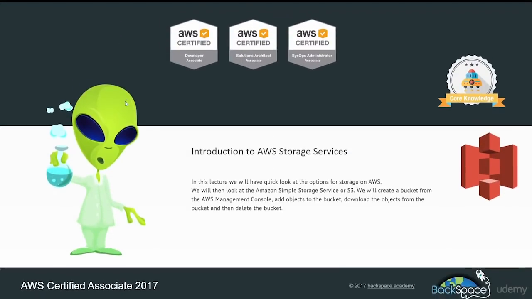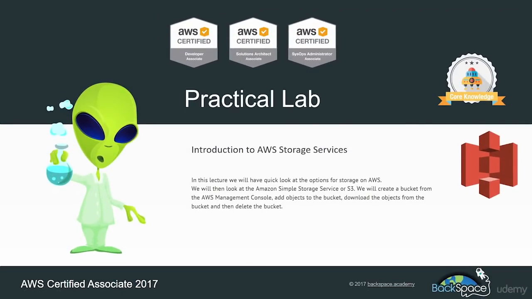And welcome back to Backspace Academy. In this hands-on introduction to AWS storage services, we'll have a quick look at the options that are available for storage on AWS, and then we'll have a look at one of those options, being the Amazon Simple Storage Service, or S3 for short. We're going to create a bucket from the AWS Management Console. We'll add objects to that bucket, and then we'll download those objects back from the bucket. And then lastly, we'll delete that bucket completely to make sure that we don't get a bill at the end of the month.